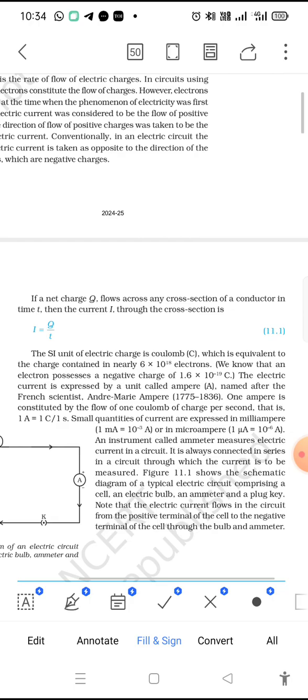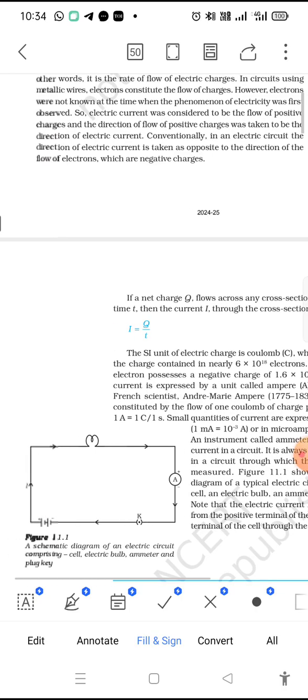Small quantities of current are expressed in milliamperes. An instrument called an ammeter measures electric current in a circuit. It is always connected in series in a circuit through which the current is to be measured.